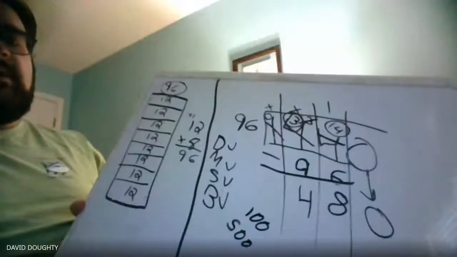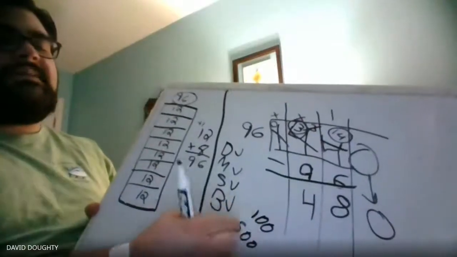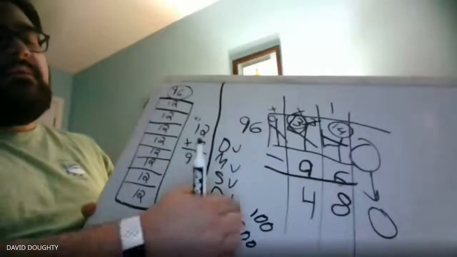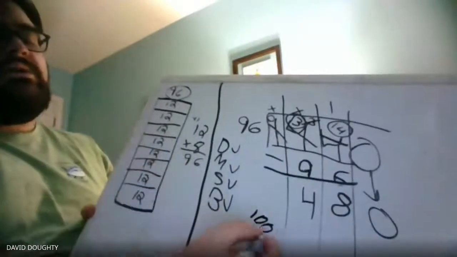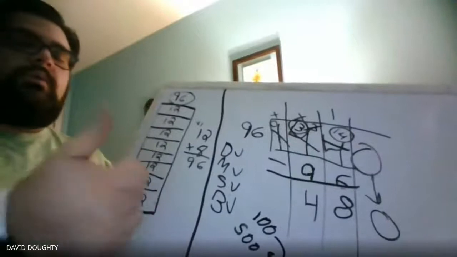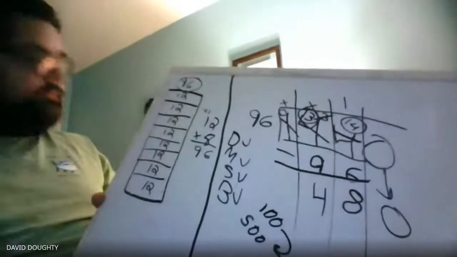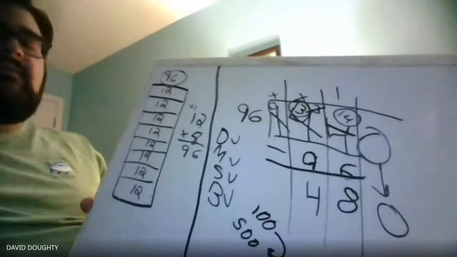1 time. More than 1 time. 1, 5. 5 times. Very good. 100 times 5 is 500. So if 100 can go into 500, it can go into it 5 times. Look, 100, 200, 300, 400, 500. Okay? 100 can go into 500 5 times.